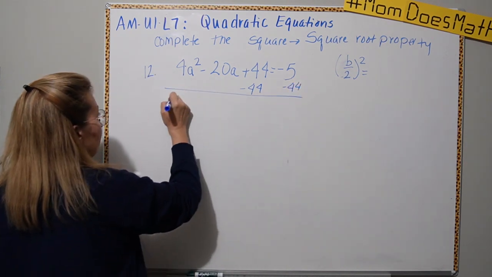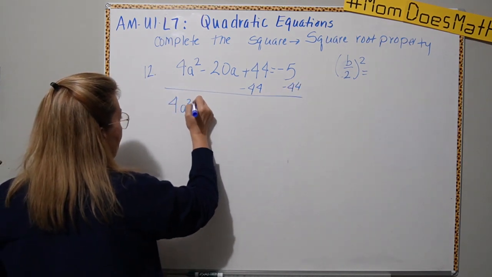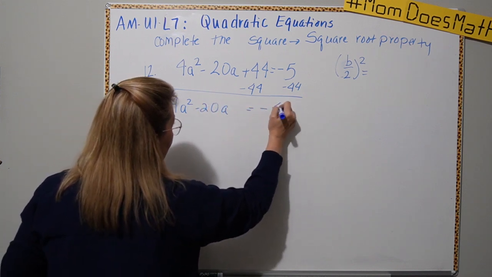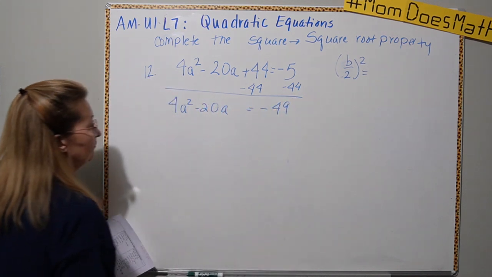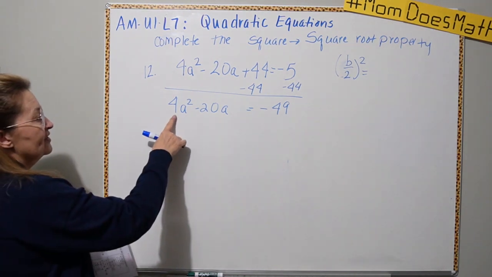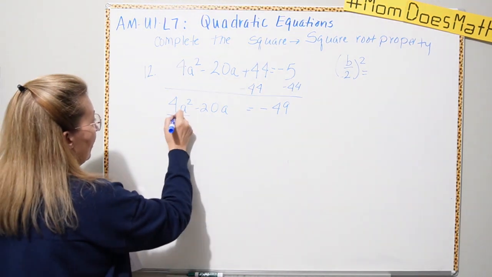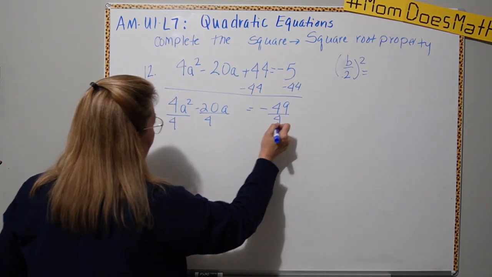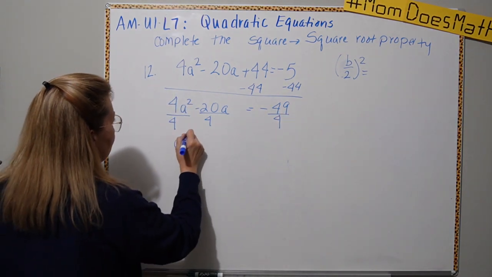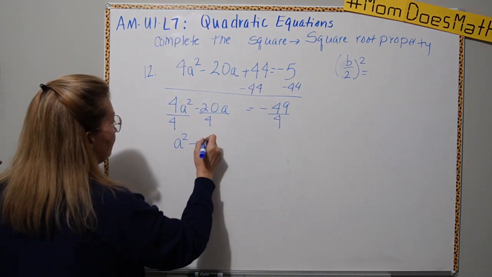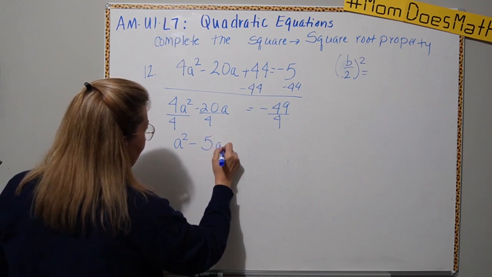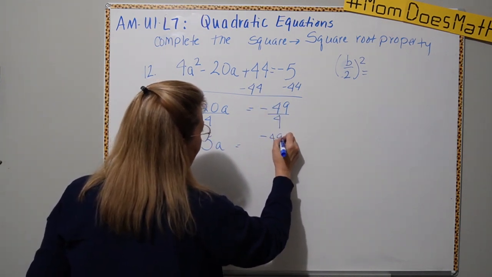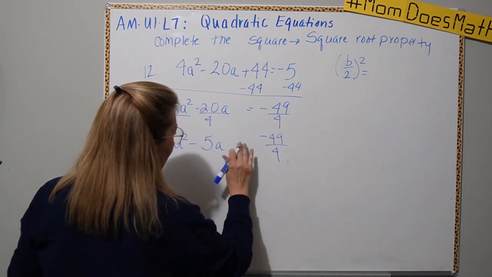So what I have here is 4a squared minus 20a equals negative 49. Now I need to get rid of this coefficient, so I'm going to divide all the way through by 4. That leaves me a squared minus 20 divided by 4, which is 5a, equals, and I'm just going to leave this negative 49 over 4 for right now.